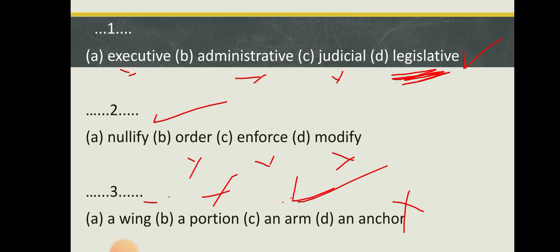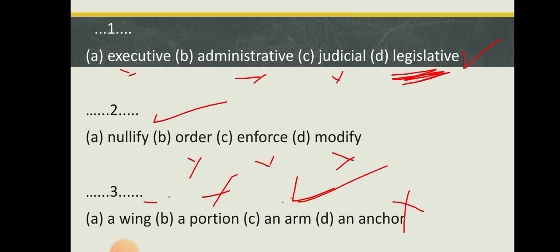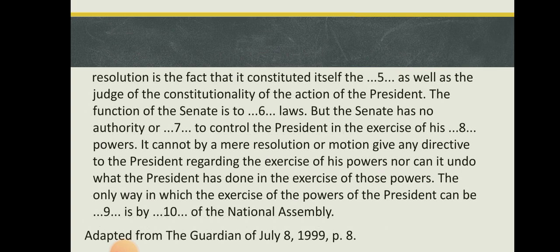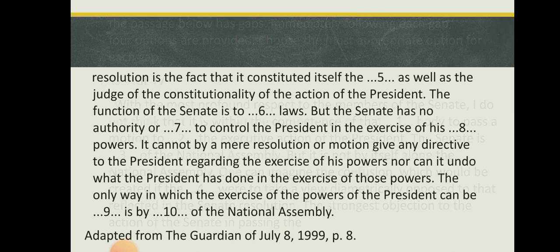All right, let's head to the next one, which is question number 5. So we're on 4 before. We are taking a view opposed to that reflected in the Senate resolution. Now question 5: the strongest objection to the action of the Senate in passing the resolution is the fact that it constituted itself the dash as well as the judge of the constitutionality of the action of the president.